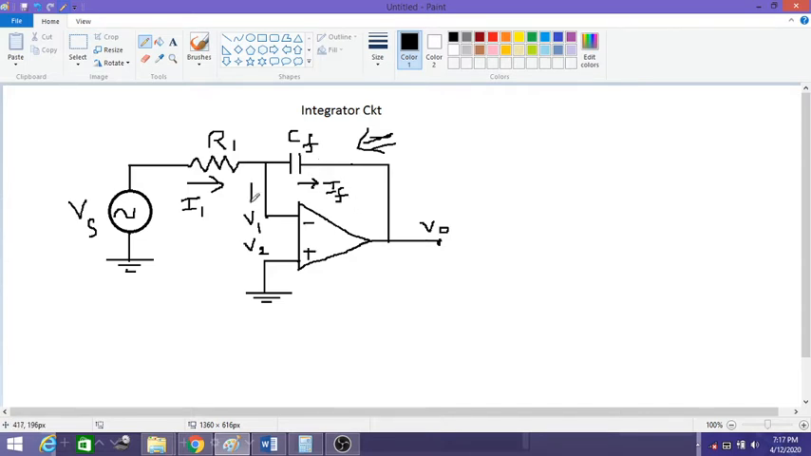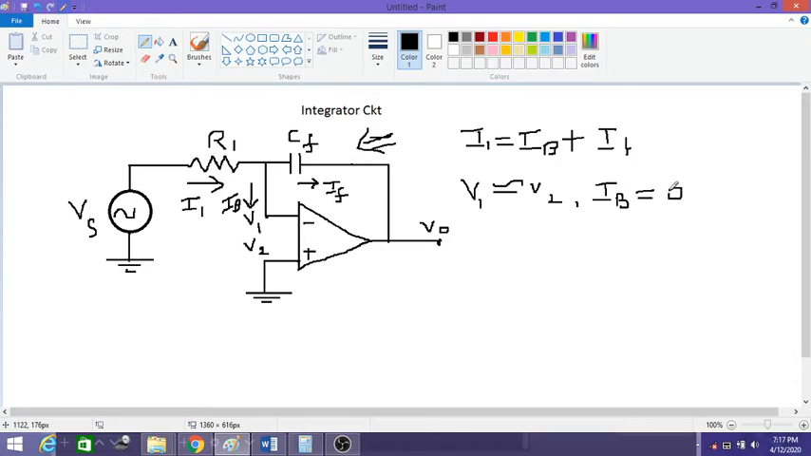Now let us apply KCL to this circuit. The current flowing into the inverting terminal here, V2, let me call this IB. If I apply KCL to this circuit, I get the equation I1 is equal to IB plus IF. As we all know, the non-inverting terminal is grounded, so due to the virtual ground concept, V1 is approximately equal to V2, then our IB will become approximately equal to 0. So then our equation is I1 is equal to IF.